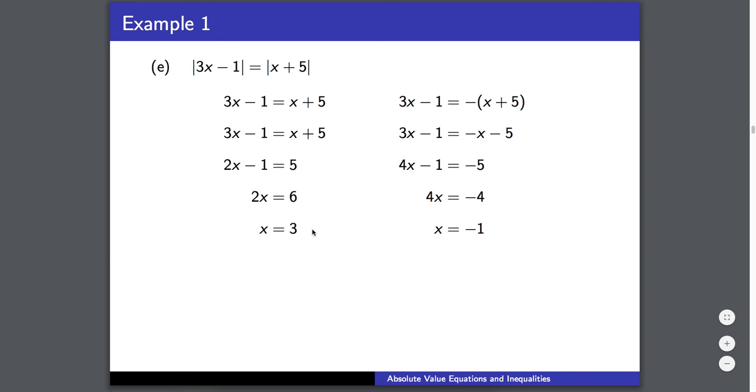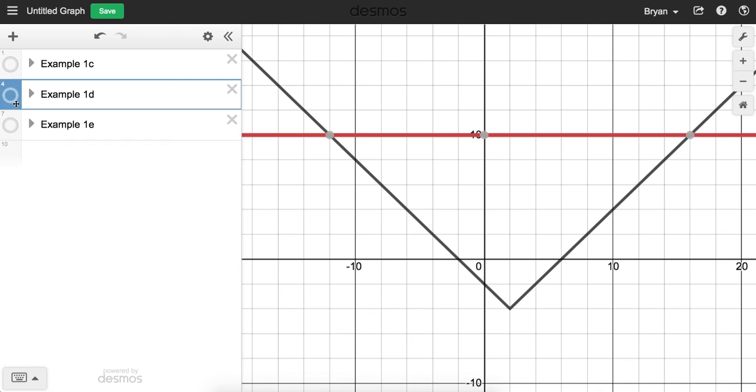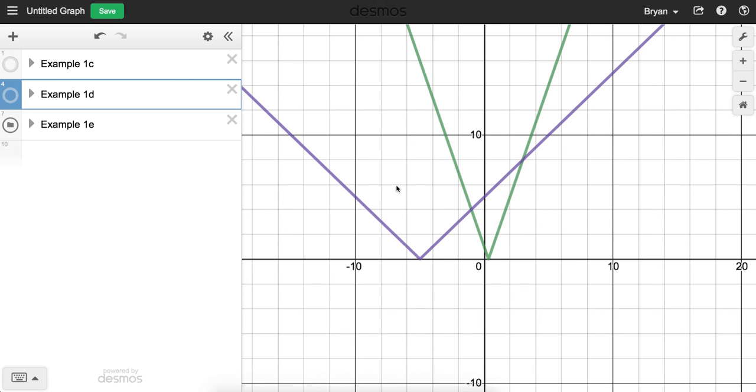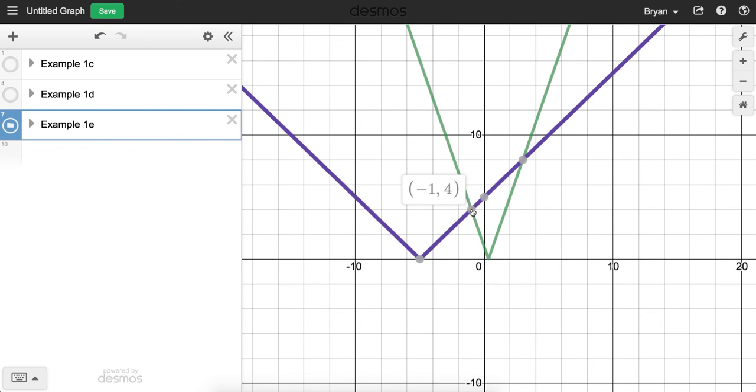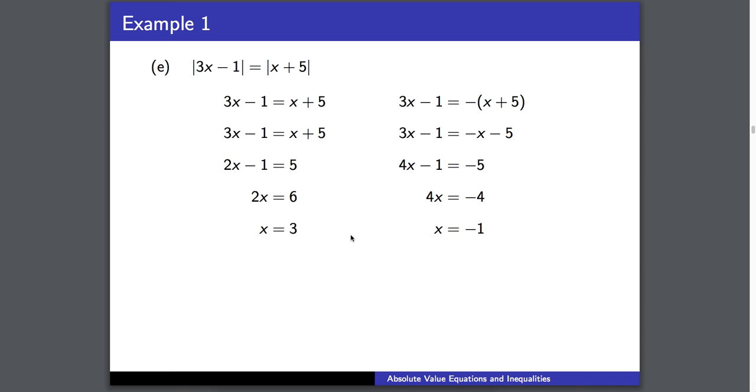So we can check to make sure those are right by graphing these two equations and seeing if they intersect at x coordinates of 3 and -1. So let's do that. All right, so here we have an x coordinate of -1. So that's okay, that's a good answer. And then here we have an x coordinate of 3. So even though we have two absolute value expressions equal to each other, notice that the graphs can still intersect in two places. So we get these two solutions for x equals 3 or x equals -1.